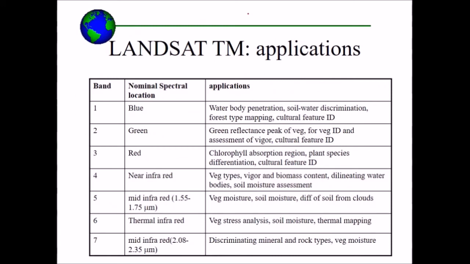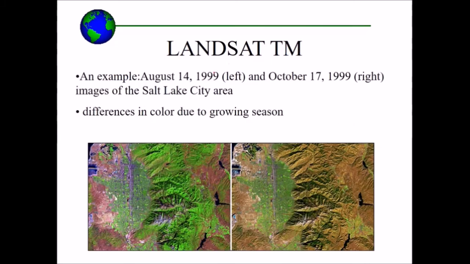This is Landsat TM applications, various applications. You can pause and see. For various purposes it is used. If we talk about thermal, it has soil moisture, thermal mapping, vegetation stress, and various scientists and researchers have found some use in every band. So this is Landsat TM.